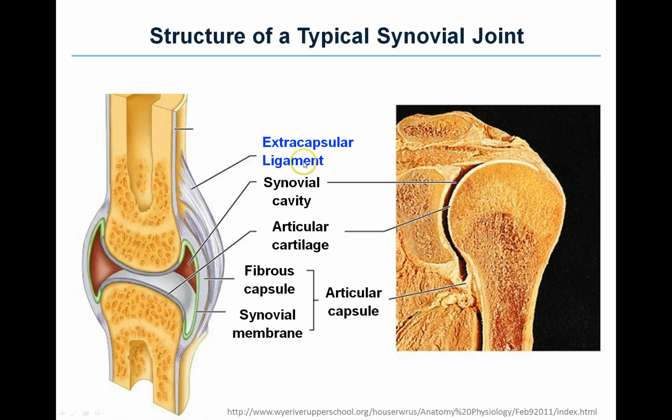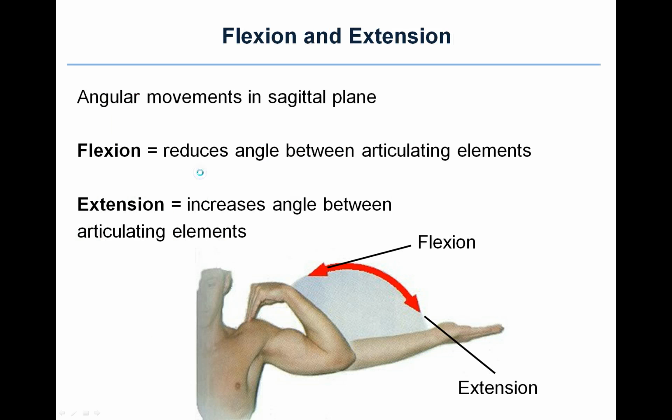Within a synovial joint, there's also a number of supporting structures called extracapsular ligaments. These are found outside of the fibrous capsule and will be specific for each synovial joint. Synovial joints, as mentioned, are the most highly mobile within the body, and as such they have specific movements that they produce that are occurring in the anatomical planes of the body.